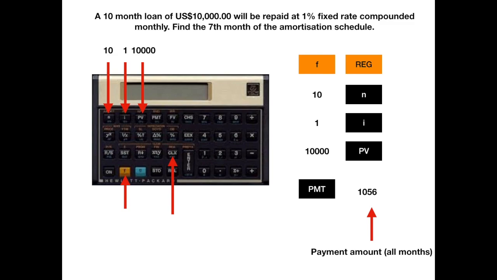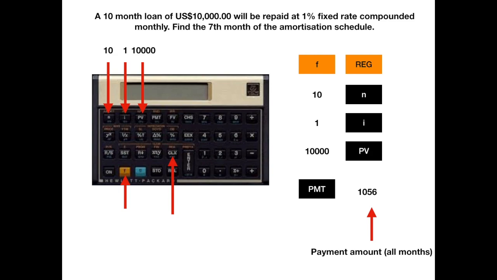Next, we have the $10,000, which is our principal, which is our present value, which is why we type it in the PV button in the calculator. Next, we are going to ask for our question mark, which is the payment. What is the payment amount? That is the question, and that is the first step to solving this problem.